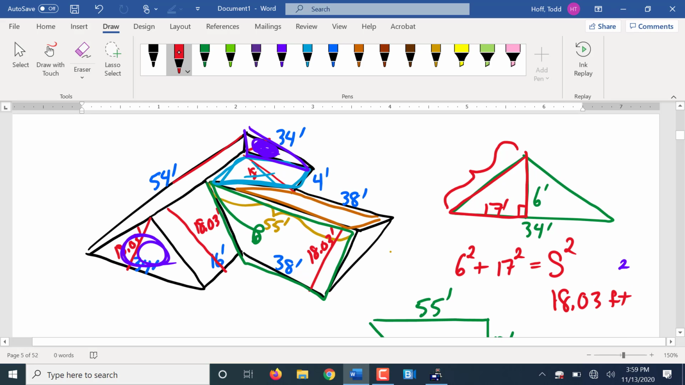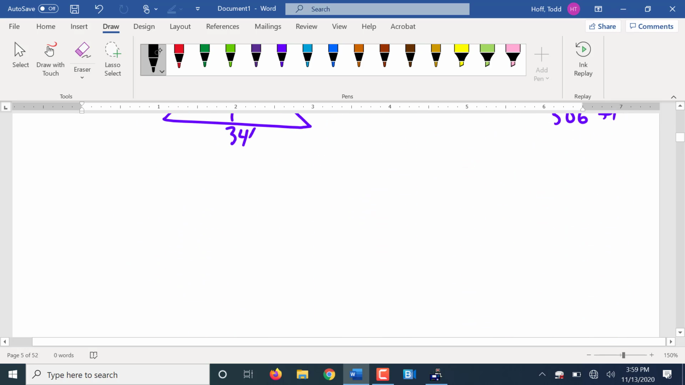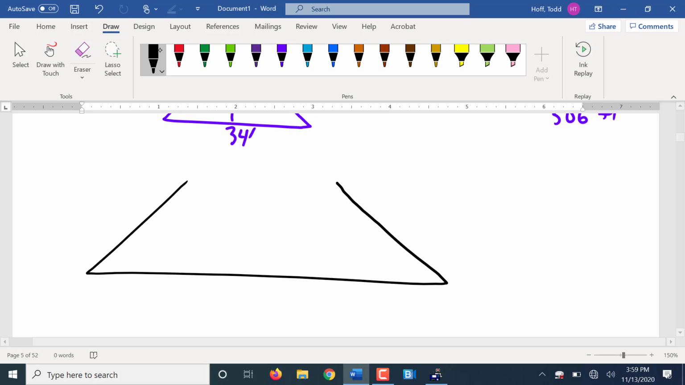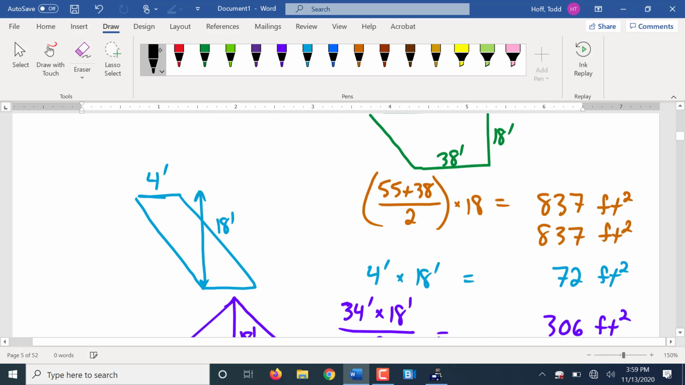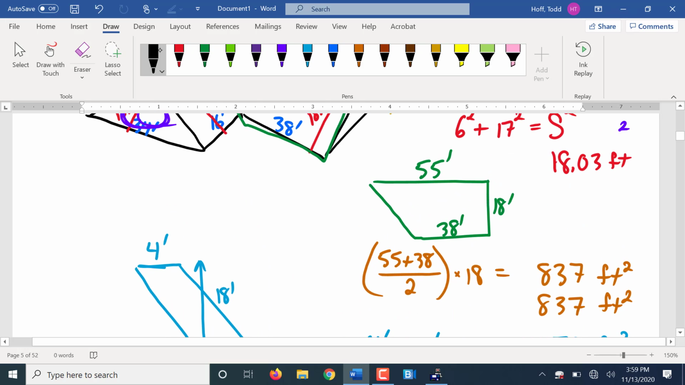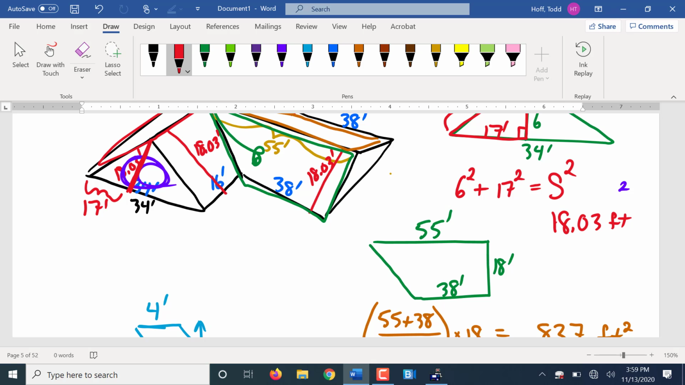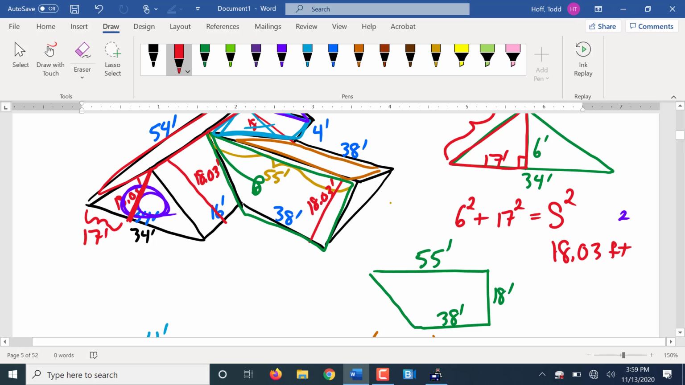Now let's do this back side over here next. So that back side is a trapezoid. We know that the height is 18 feet. What was that, 54? 54 here. We need to figure out that ridge length. Since this is 34 feet across here, half of that is 17. If the slopes are the same, the distance there, half the span, and the distance here will be the same. So that would also be 17 feet.